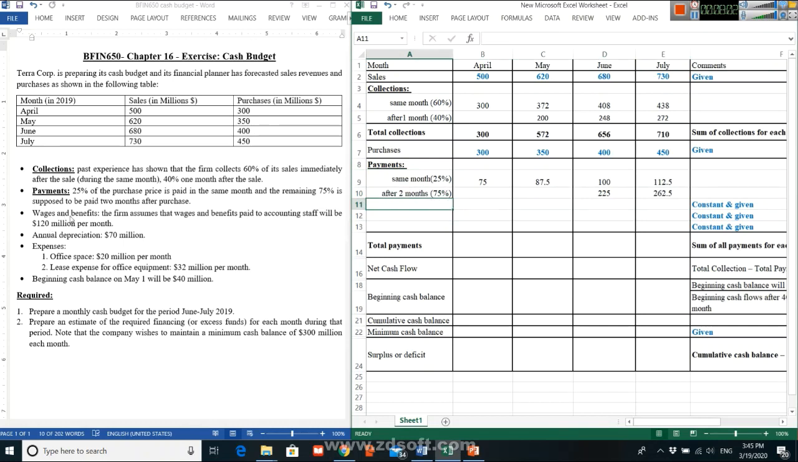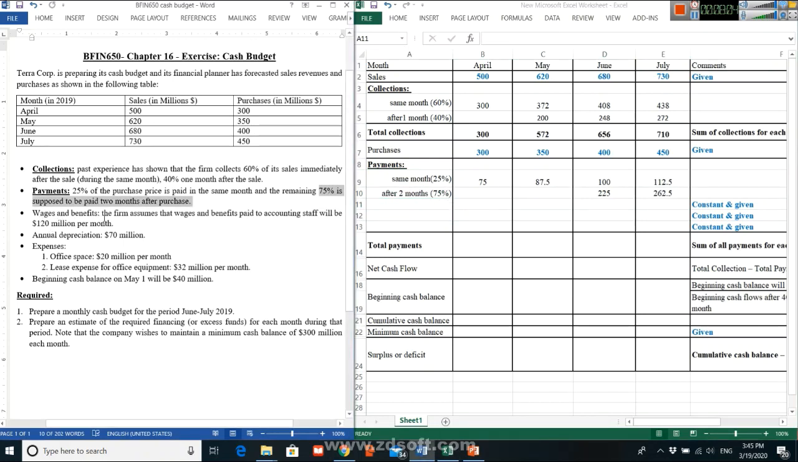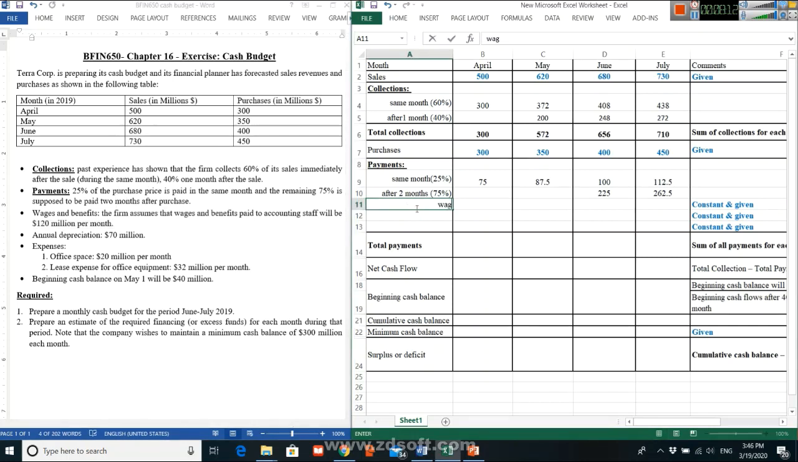We have also some other payments like the wages and benefits that are equal to 120 million per month. So we should also add the wages in here. These usually are constant and given. So every month we should add 120, 120, 120.